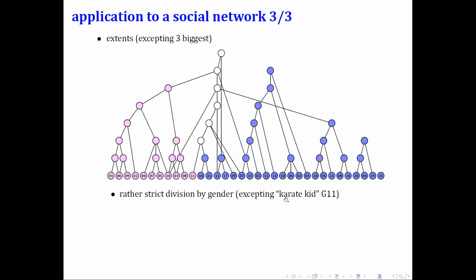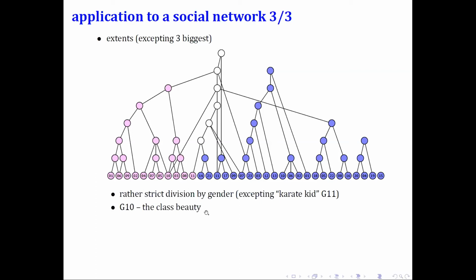It means, except for this girl 11, you can see that this girl 11 is very boyish. It's a karate kid, and we can see that her friendship is more with boys than with girls. Yes, girls are one group, but this girl 11 is in the group of boys.